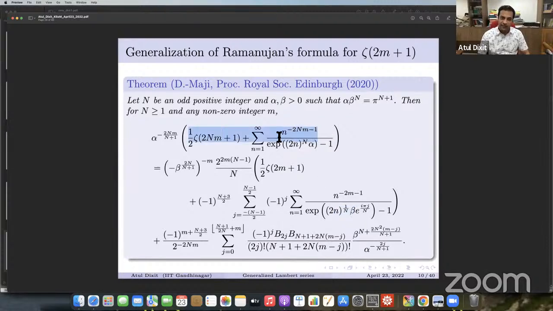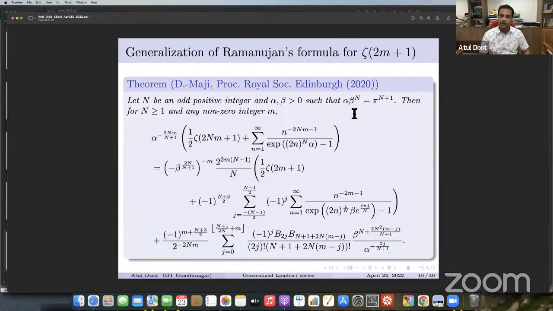And on the left-hand side, if you see the exponent of alpha here, it's 1. So you have only one Lambert series. Whereas the exponent of beta here is capital N. So you have n Lambert series on the right-hand side. And on the right-hand side, again, the last expression is nothing but a finite sum over Bernoulli numbers.